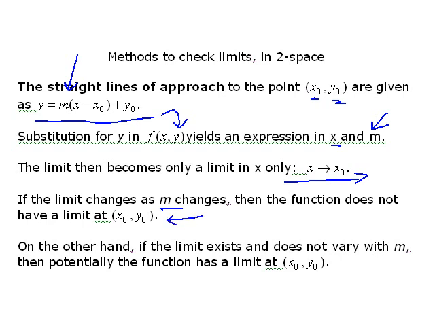On the other hand, if the limit exists and there is no m in the final expression, it's independent of m, then the function potentially has a limit at the point x naught, y naught. I say potentially because you also have to check lines that may not be straight.